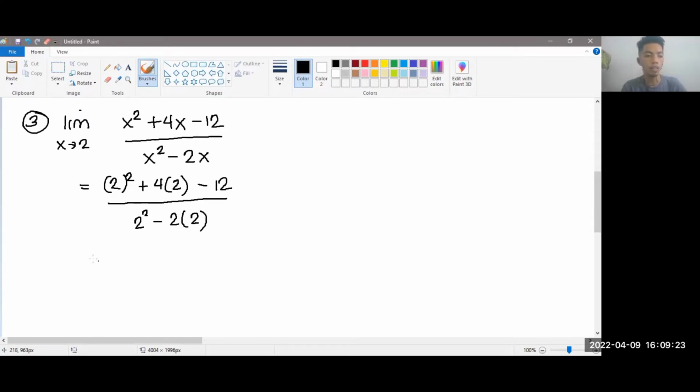So, evaluating this one, meron tayong 2 squared is 4. 4 times 2 will be 8. And then, minus 12. And doon sa denominator, 2 squared is 4. Negative 2 times 2 will be negative 4. So the answer here is 4 plus 8 is 12, minus 12 is 0. 4 minus 4 is also 0. So is it acceptable na gawin natin na 0/0 yung ating sagot?